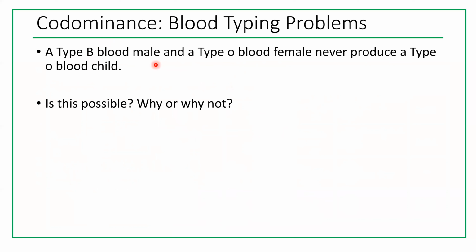A type B blood male and type O blood female never produce a type O blood child. Is this possible? Why or why not? So we have type B, type O, right? Parents, and it says they can never have a child with blood type O. Is it true? Well, pause the video and try to figure it out.